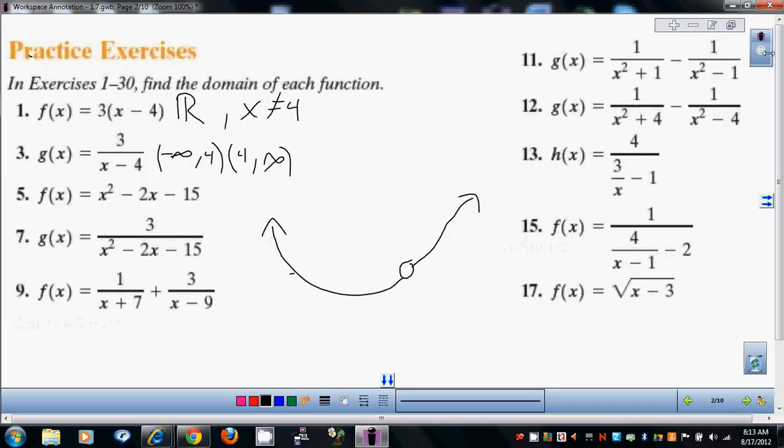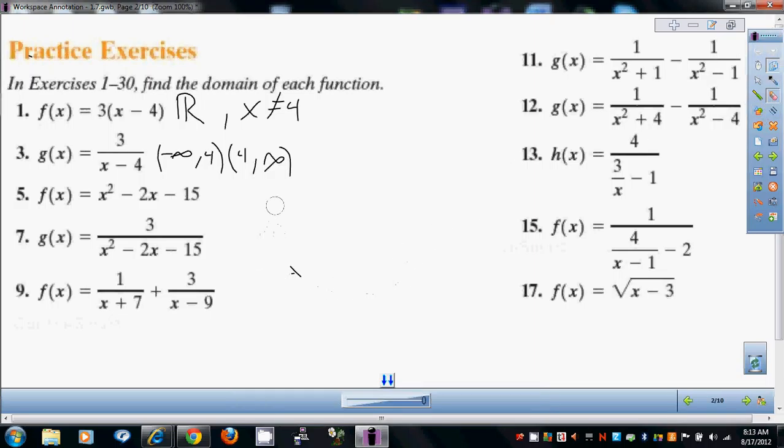Number 5. Do we have a radical, a denominator, neither or both? What does that mean? All real numbers. Good. If you don't have a radical or a denominator, you don't have any problems.